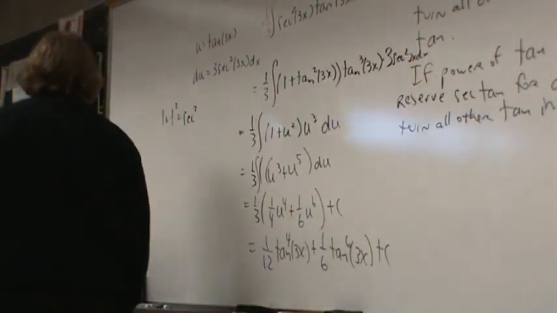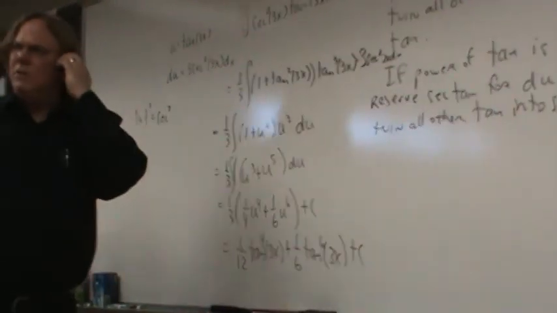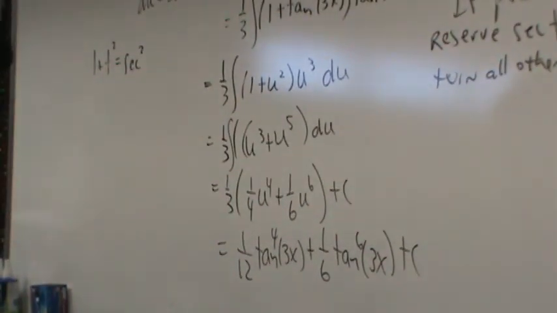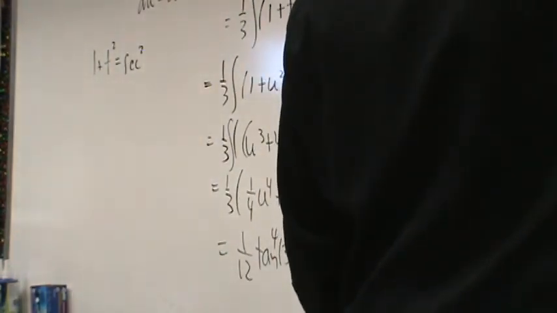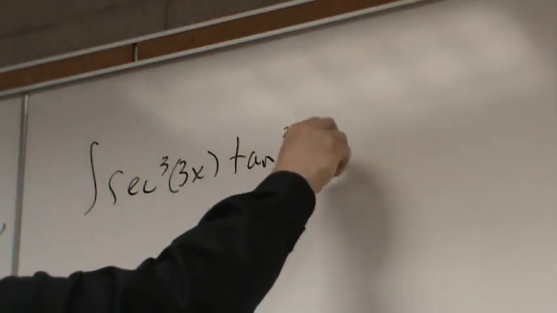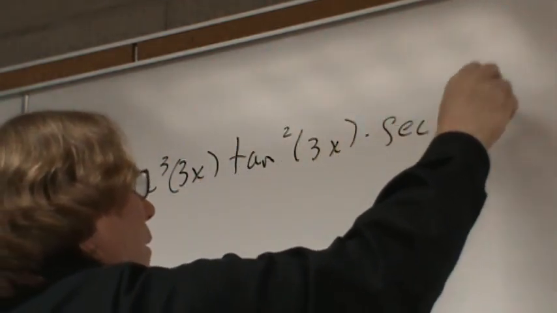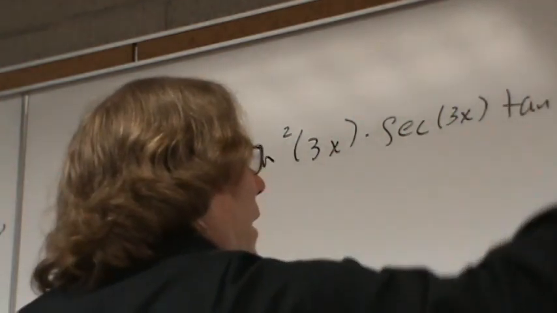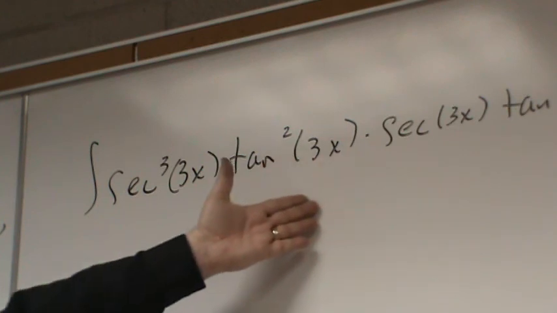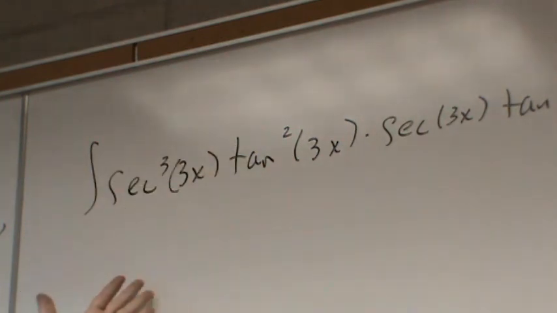Oh, that's fine. Okay, and let me just remind you, you could have done it Lauren's way, where you reserve a secant tangent as your du, you turn your tangent squareds into secants, and then you go that way. So believe it or not, there's two possible answers for this question. One answer with a bunch of tangents and the other answer with a bunch of secants. And so I, as a teacher, have to be prepared to accept either answer, you see?